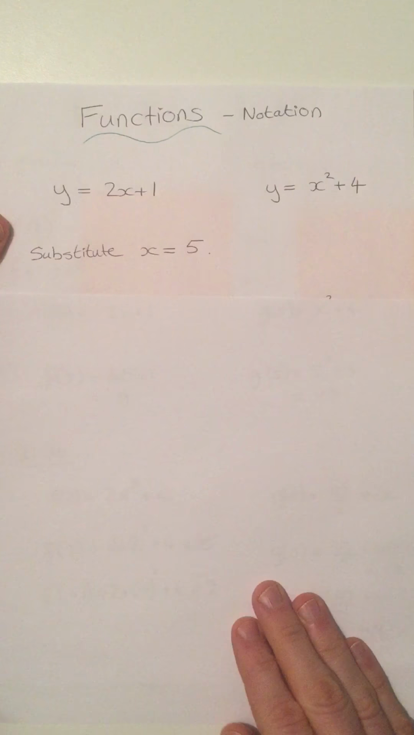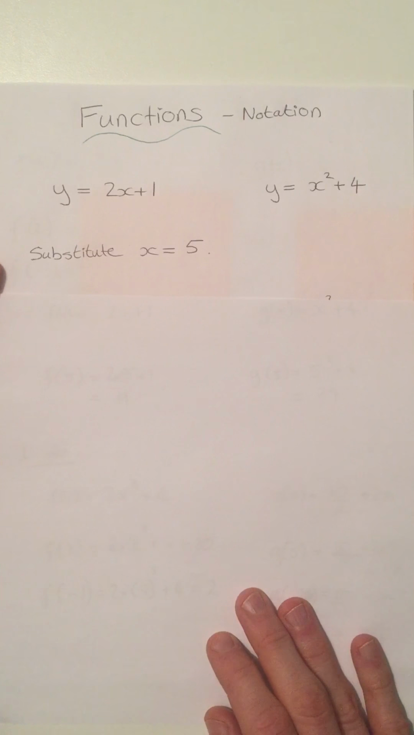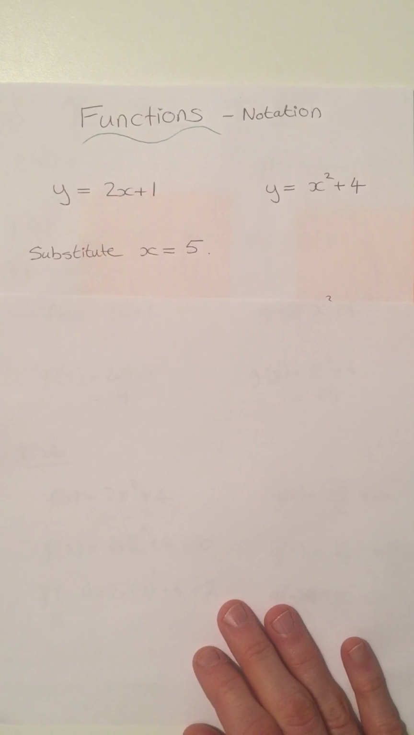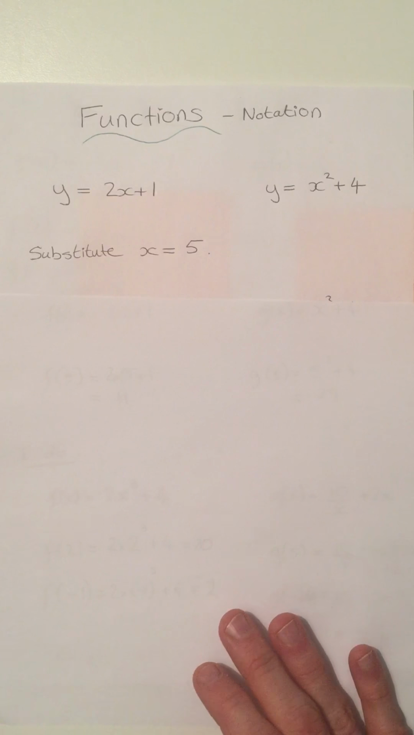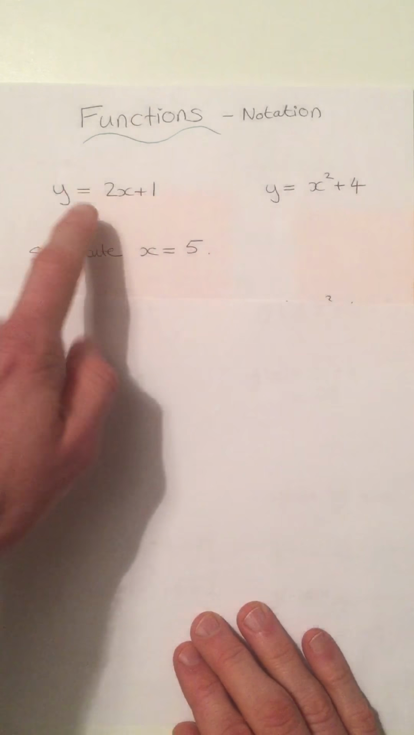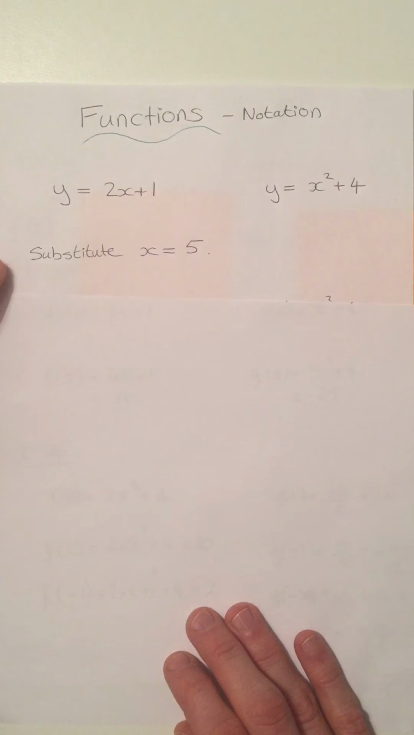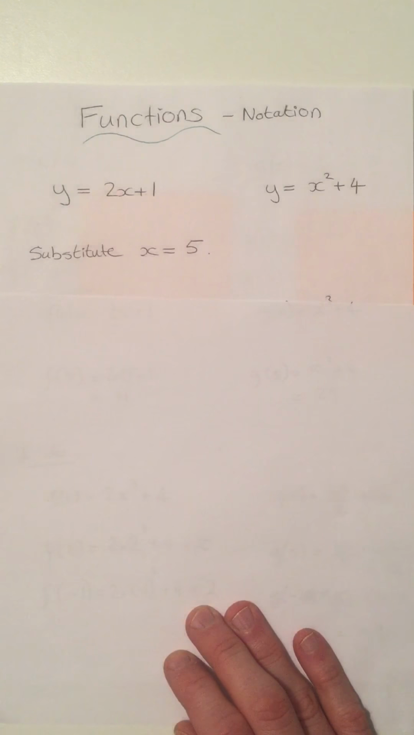This is an introduction to functions at GCSE. We have two equations written there, y equals 2x plus 1 and y equals x squared plus 4, and an instruction to substitute x equals 5. It's not a very good instruction because I don't know whether that means to substitute the 5 into this one or this one. To overcome this, we can write these equations down as functions, and we do so like this.